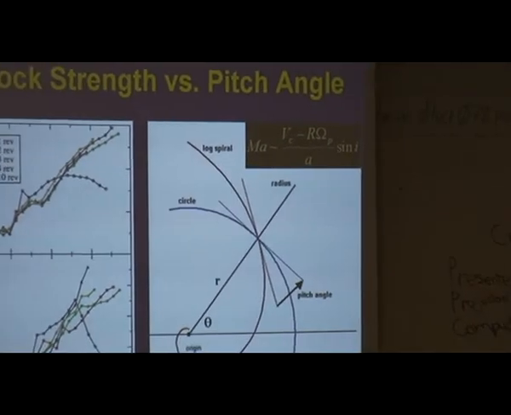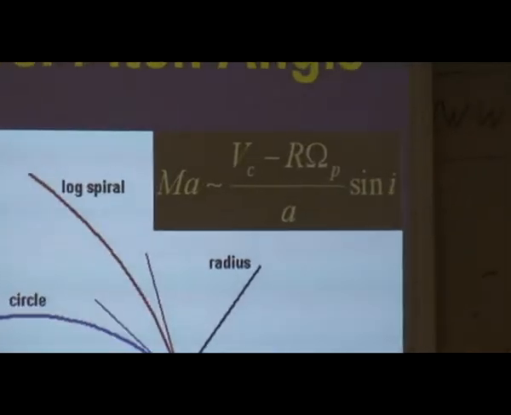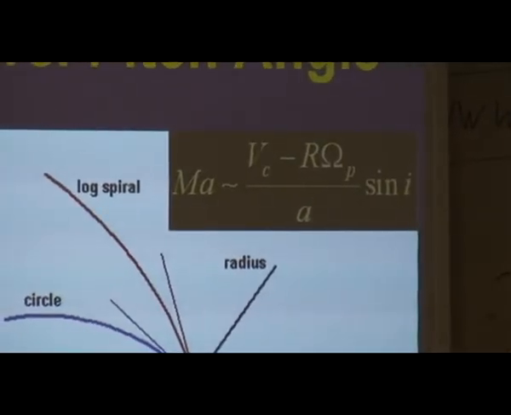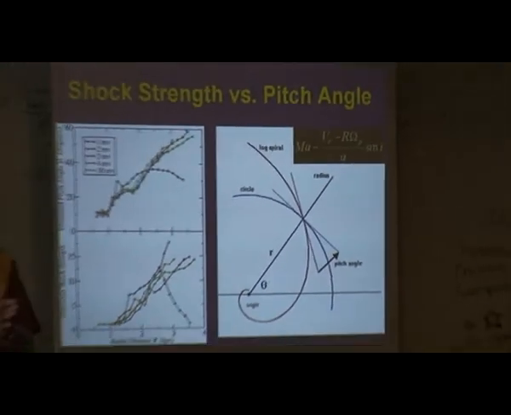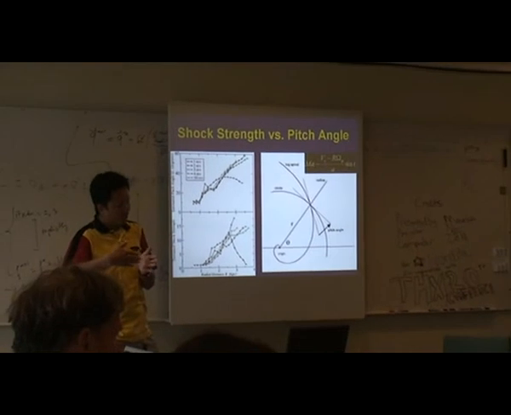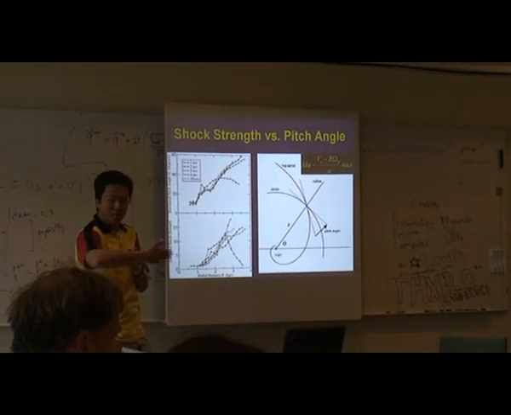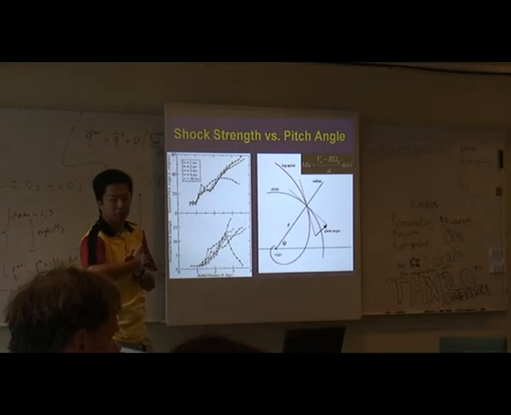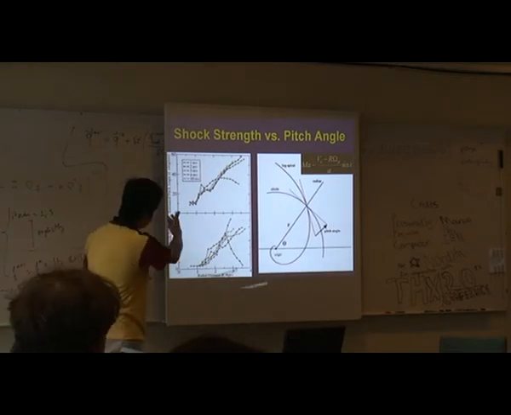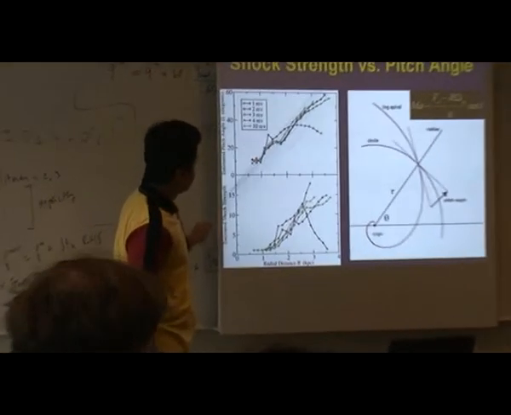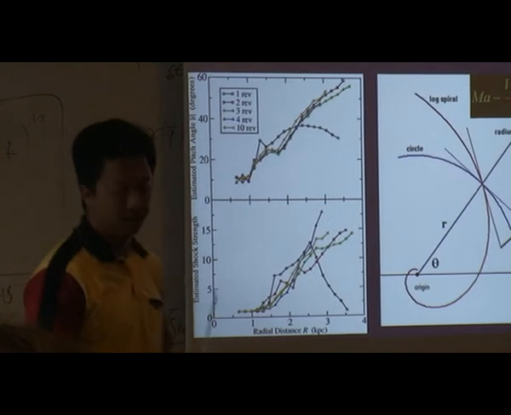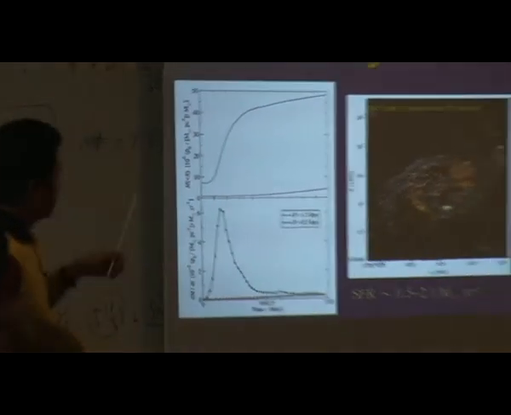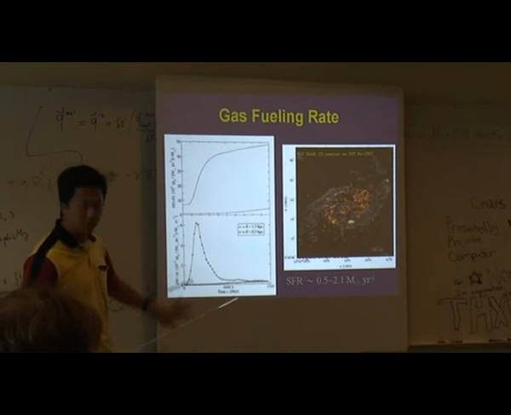If you have a large pitch angle, the gas motion relative to the spiral shock is steeper, more or less perpendicular. Then more shock strength can be produced, and more focusing effect can be produced to make larger inward streaming motions. So these are shock strengths at different radius. You can see the general trend in pitch angle and shock strength. And here is the mass fueling rate at different radius.